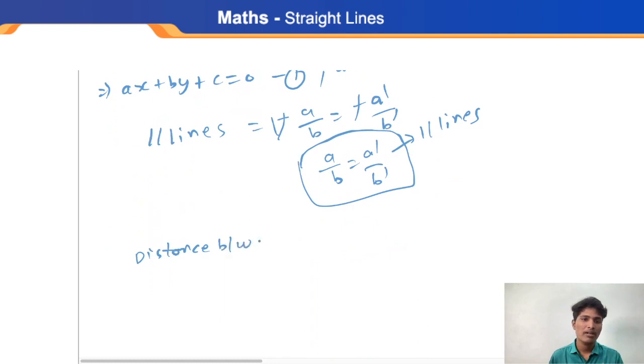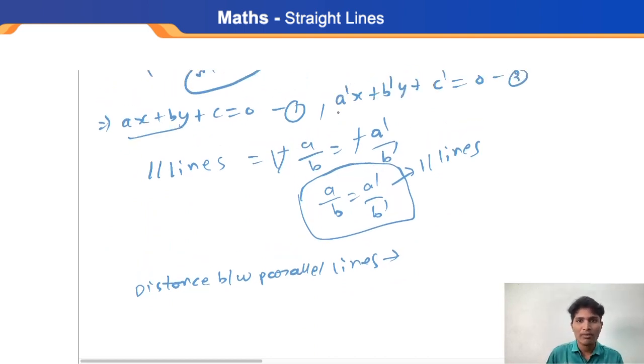Distance between parallel lines. What is the distance between parallel lines? How can we evaluate it? Suppose in this case, the equation will be the same. That is, when the ratios are equal, a dash is equal to a and b dash is equal to b. That is the thing here. But the constants are different. Just remember how the parallel lines will be there.